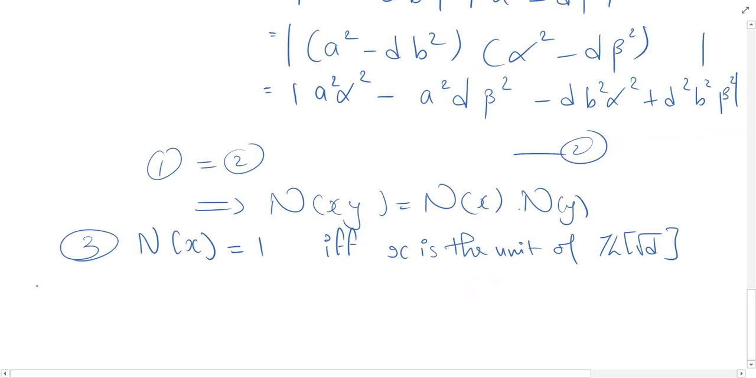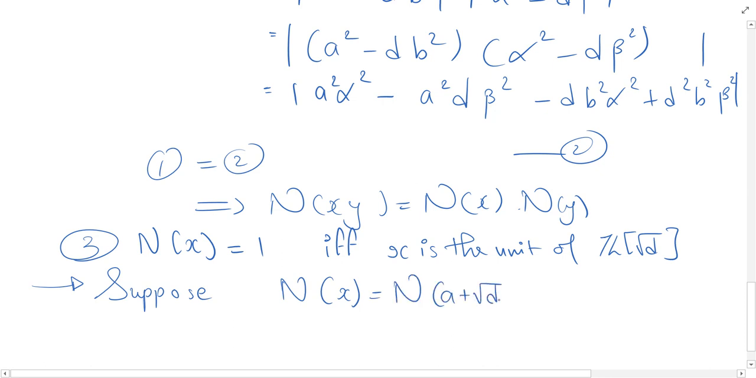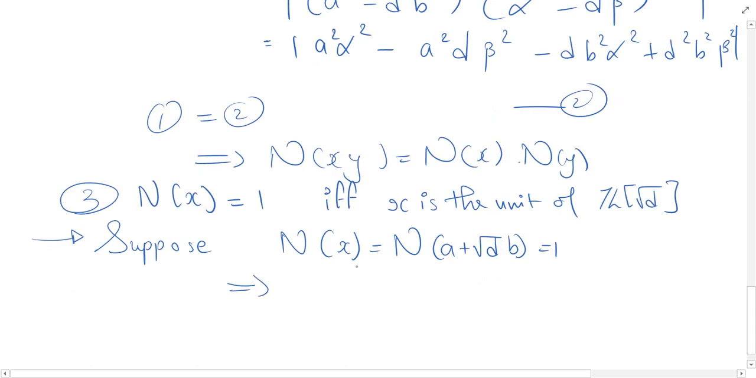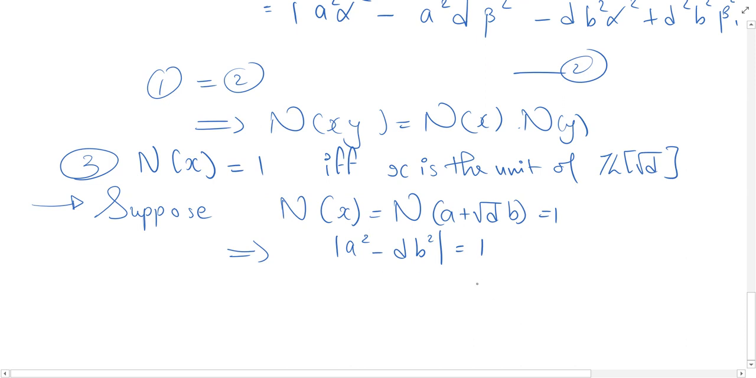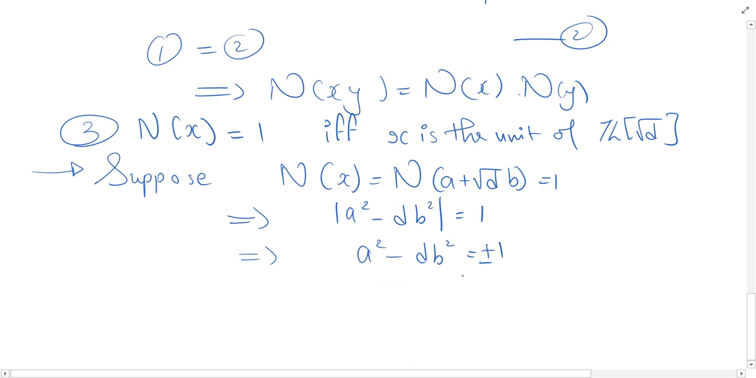Okay. So we'll just prove this thing. Let us start from one way. Suppose my N of x, where my x value is nothing but a plus root d b, is equal to 1. This implies my norm of a square minus d b square is equal to 1, right? Now we know mod of some real number will be equal to 1 if and only if that real number is same as what? It could be 1 or it could be minus 1 also. So I got to know my a square minus d b square value is plus or minus 1.